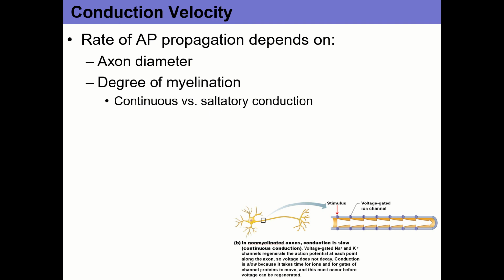The other thing, and we'll talk about that in more detail when we get to the peripheral nervous system, why that matters. And then the other thing on there, degree of myelination. So again, a myelinated axon transmits the electrical signal more quickly. And that's what's referred to.